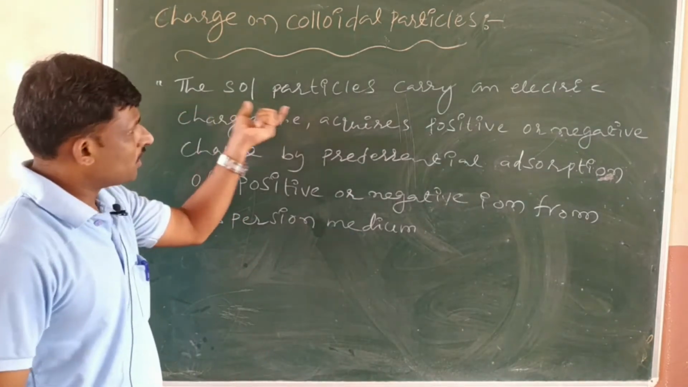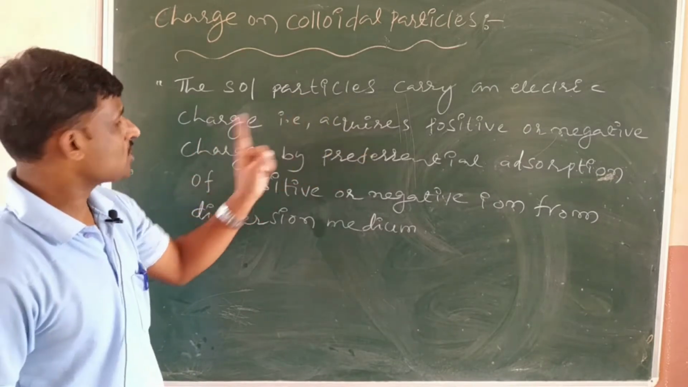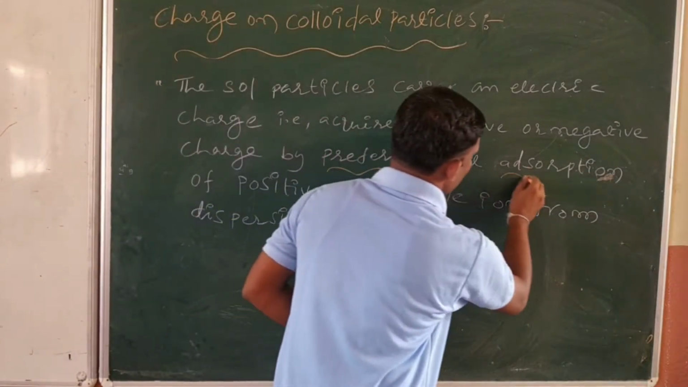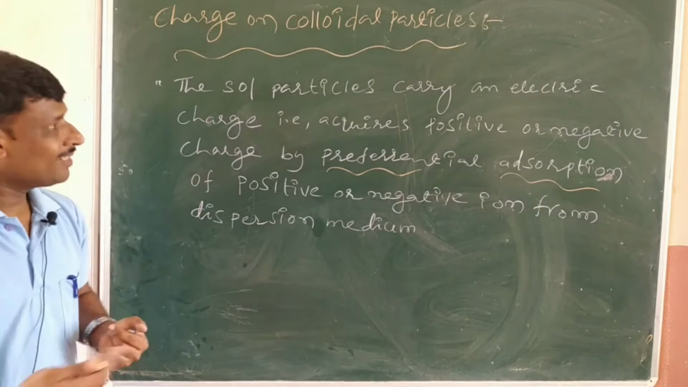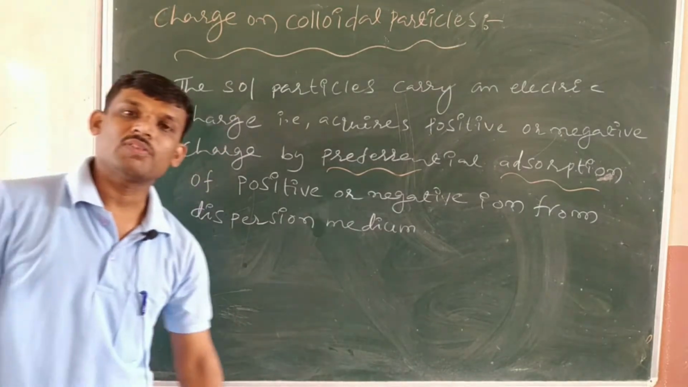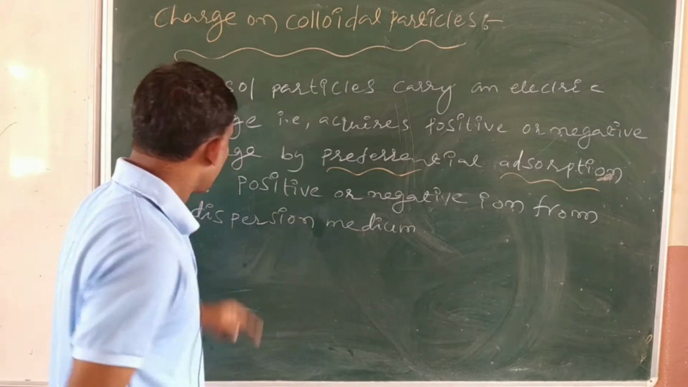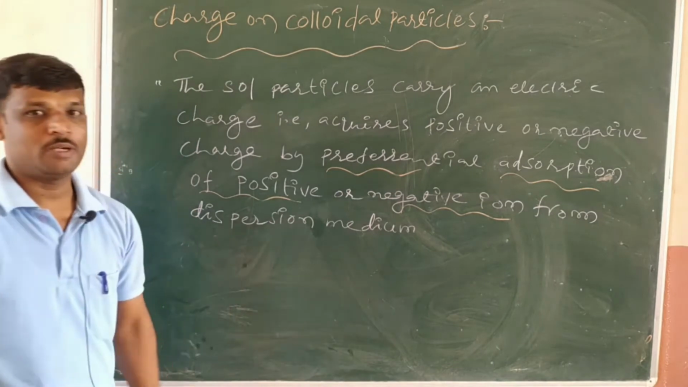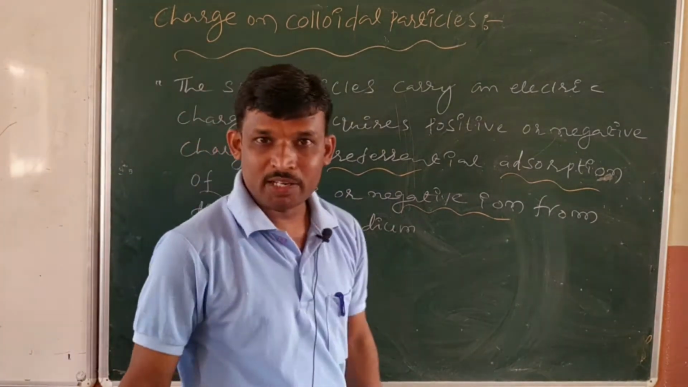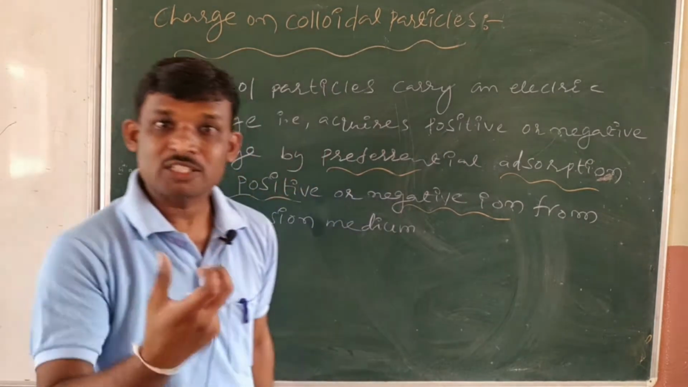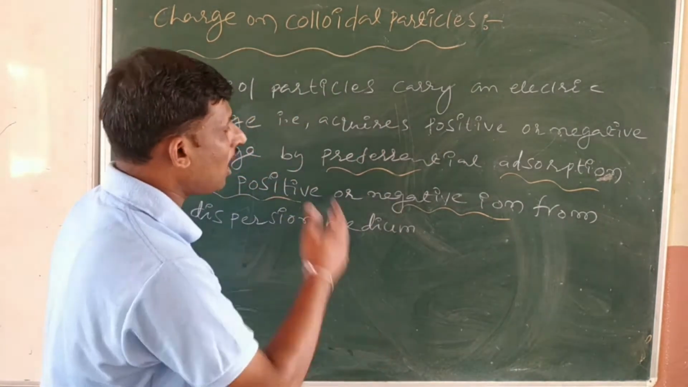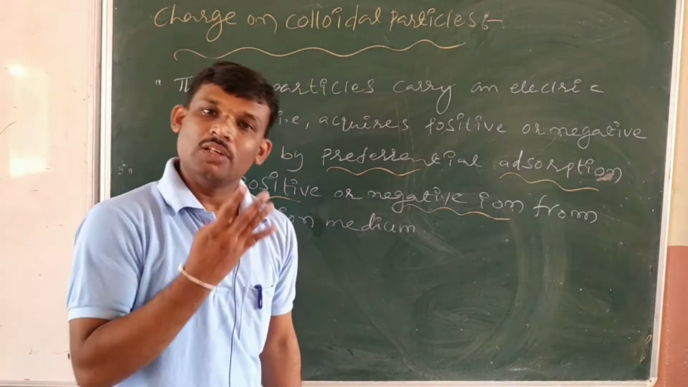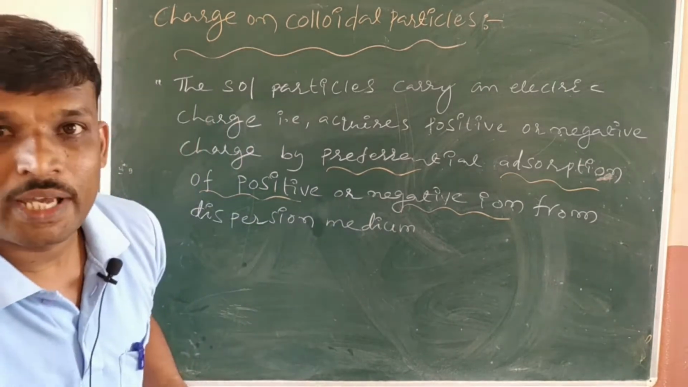Generally the sol particles carry an electric charge, that is, they acquire a positive or negative charge by the preferential adsorption method. That means preferential adsorption of positive or negative ions from the dispersion medium. In the dispersion medium, whatever it may be, ions are there. The particles can adsorb those ions, and that is how they carry an electric charge. We'll discuss how briefly, through examples.